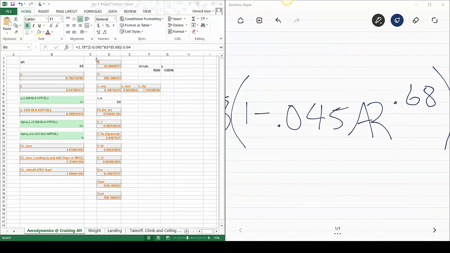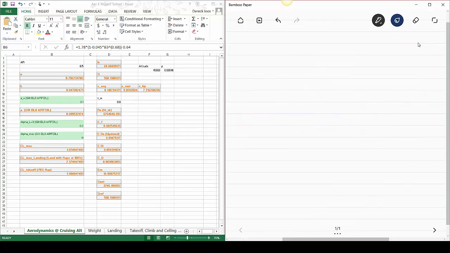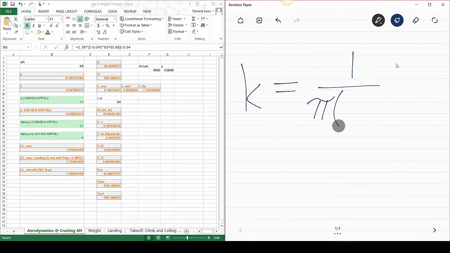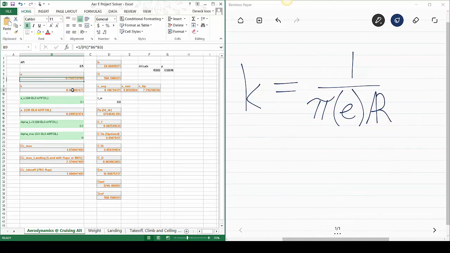Now that we've solved for our efficiency factor, we need to solve for our constant K, which is equal to 1 over pi times the efficiency factor times the aspect ratio. So written out, K equals 1 over pi times our efficiency factor times our aspect ratio, which if you look here on the spreadsheet, you can see 1 divided by pi multiplied times E multiplied times the aspect ratio.